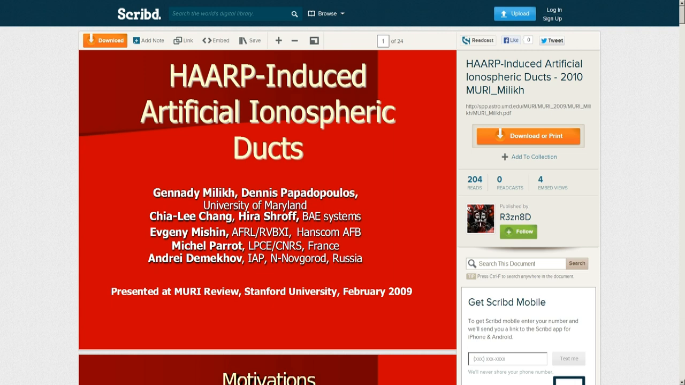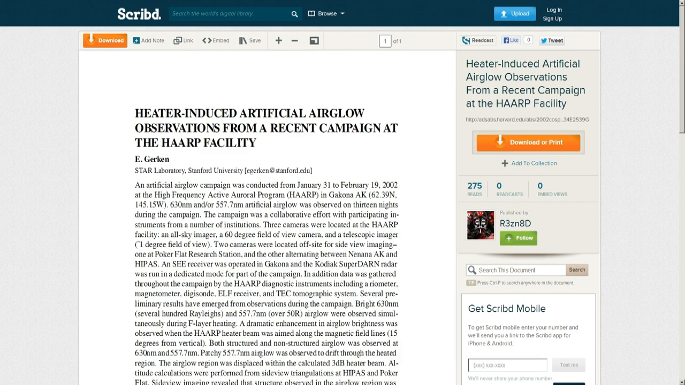Let's see. Artificial ionospheric ducts are what they call them. Those are holes in heaven, as they've been referred to by Mr. Begich. Then we have a heater-induced artificial air glow, and that's because when HAARP, when the rocket tears a hole in the sky, artificial ion beam generators in the rocket accelerate electrons precipitating out of the atmosphere.